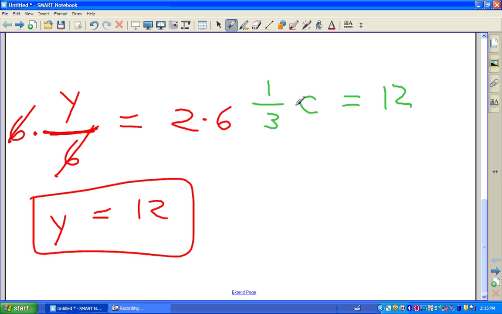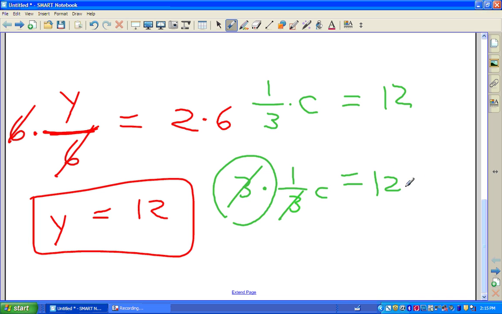All right, 1/3 times c. If I am multiplying by 1/3, that is the same as dividing by 3. So if I just multiply this side by 3, and I'll rewrite it, 1/3 times c, if I multiply by 3, that's what's going to cancel this 1/3. Remember I multiplied by 3 to get rid of the 1/3. 1/3 times c is like dividing by 3. So dividing, I canceled with a multiplication by 3.